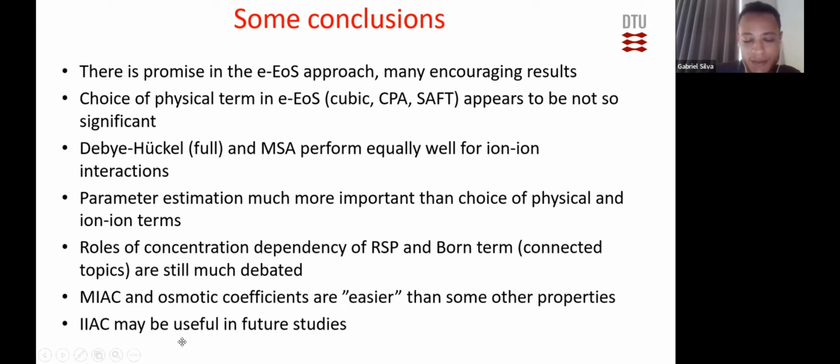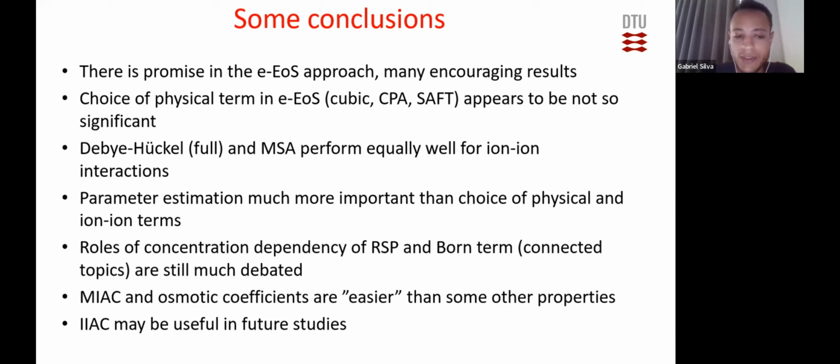The mean ionic activity coefficients and osmotic coefficients are actually easier to calculate and to get than, for example, SLE or liquid-liquid equilibria. And so you may have different models with different contributions, different parameters, and all of them can capture the activity coefficients and osmotic coefficients. But there is also a debate on how much physics you want to input into the model and which type of properties you want to represent.